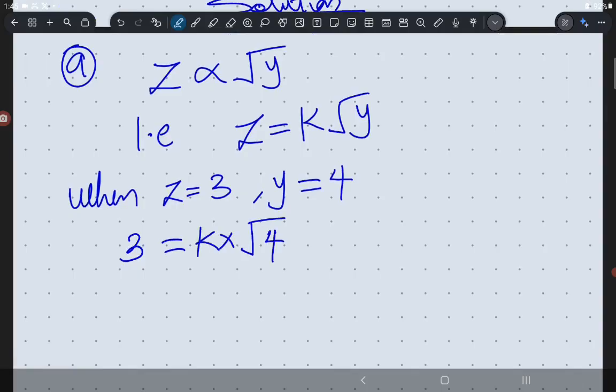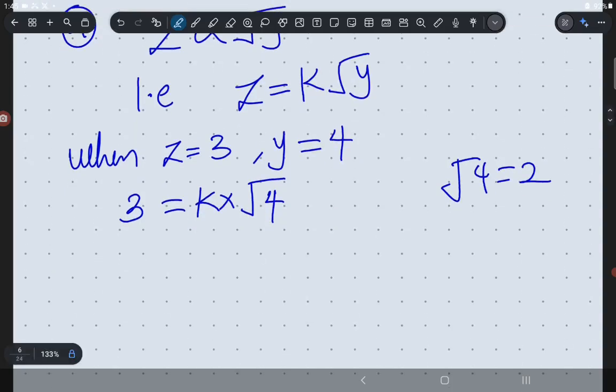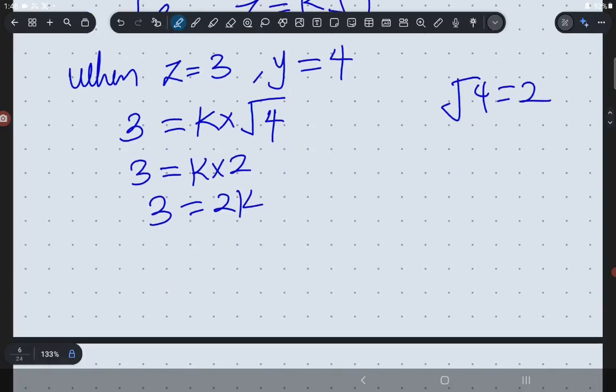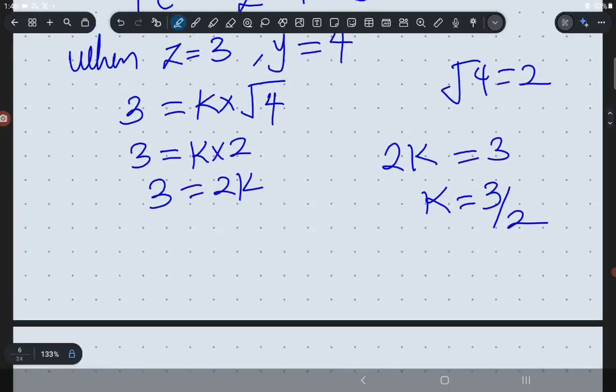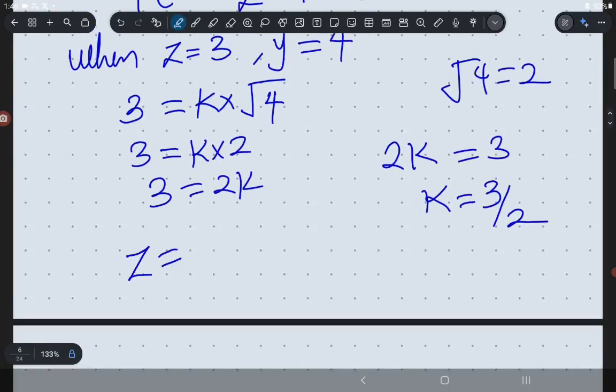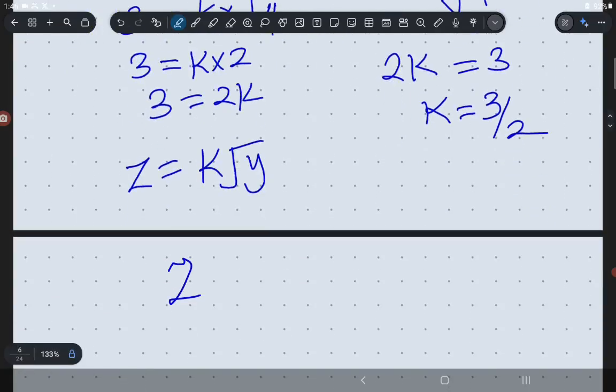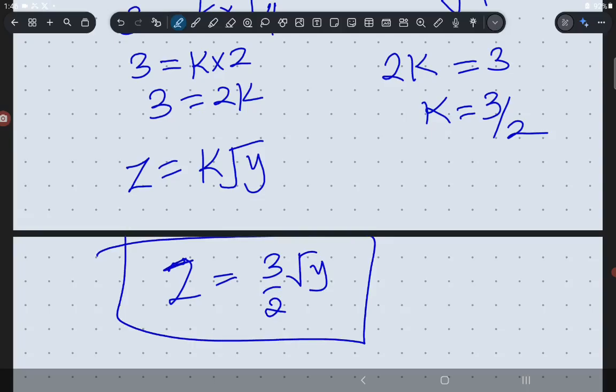So we have 3 is equal to k multiplied by the square root of 4. The root of 4 is equal to 2, though sometimes we put it as plus or minus 2, but let's use 2 to make it easy. So we have 3 is equal to 2k, and our k will now be 3 over 2. From the relationship z is equal to k times the square root of y, therefore z is equal to 3 over 2 root y. This is the relationship that we are to find.